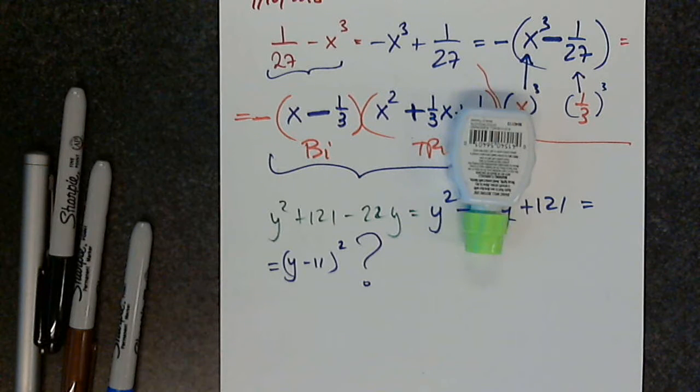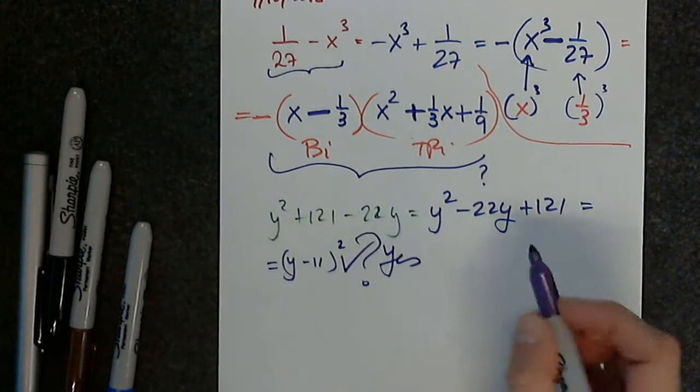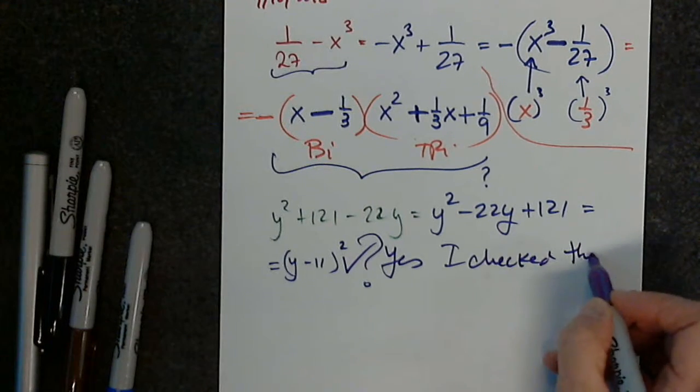What should I have in here for this to work? 2 times the first times the second. What is the middle term that this one has? Negative 2 times the first times the second: negative 22y. This binomial squared has the middle term negative 22y. Does this one have negative 22y? So then I'm on the right track and I will say yes. I checked the middle term as well.